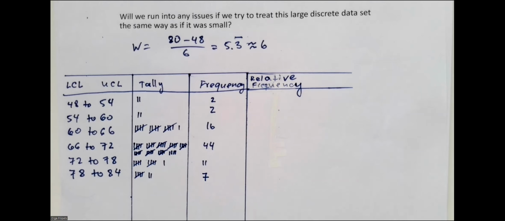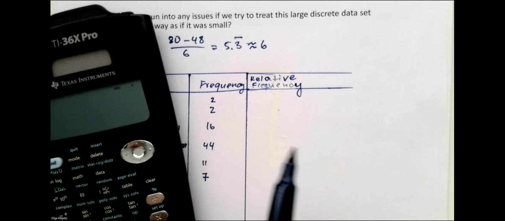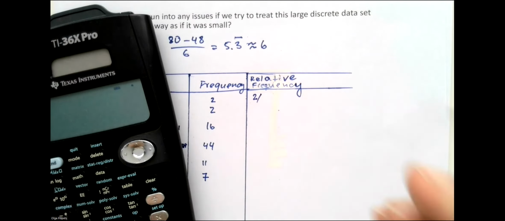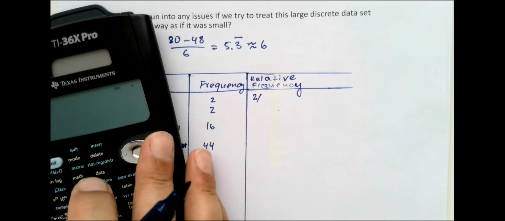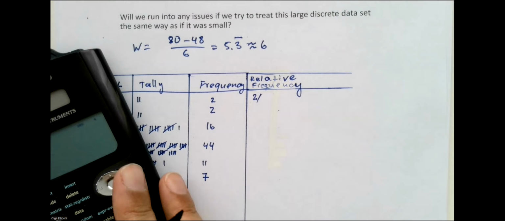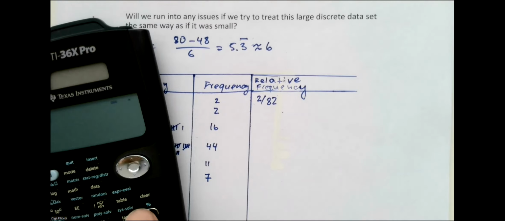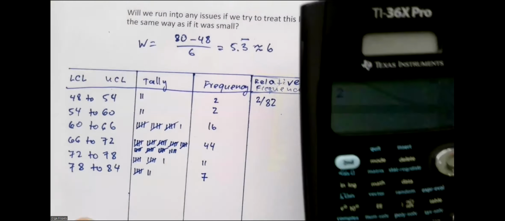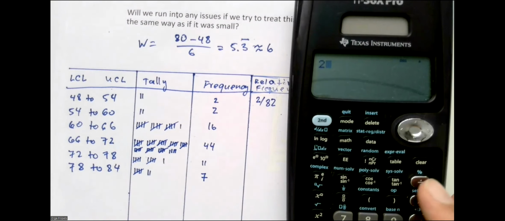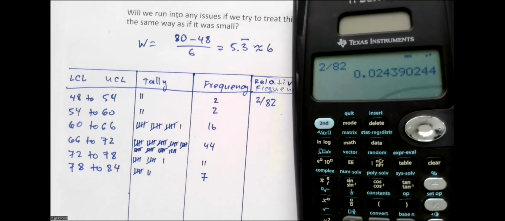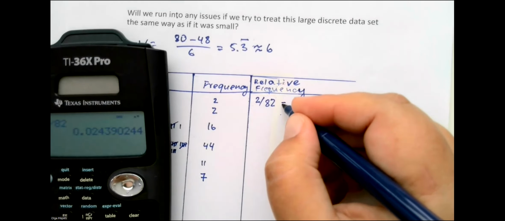Okay, what else is important to mention here? Well, first of all, when we have a frequency distribution, we can also figure out the relative frequency for each class by dividing the frequency in each class by the total number of values. And I believe we had 82 values altogether. So 2 divided by 82 is 0.2439. So let's write it down.